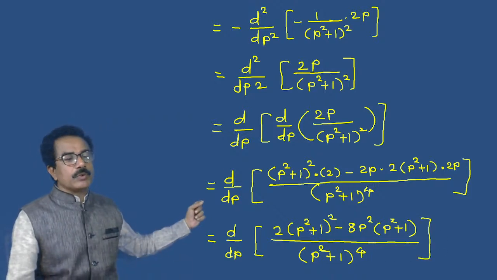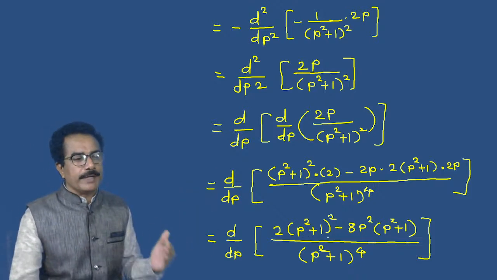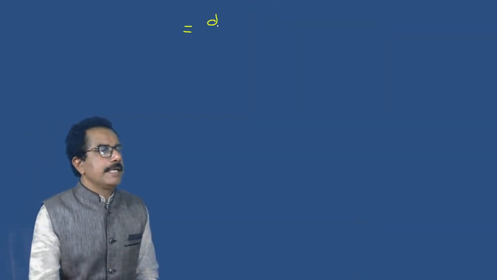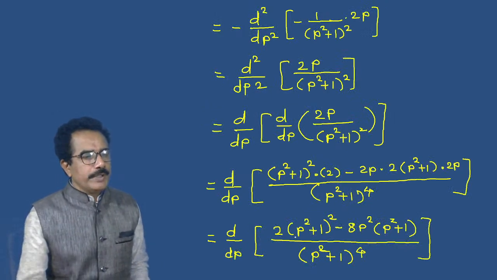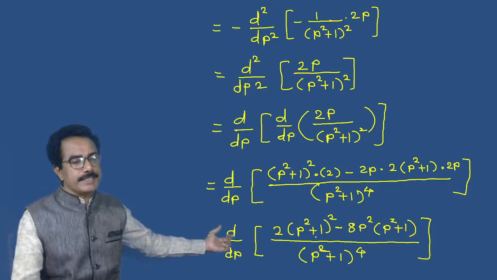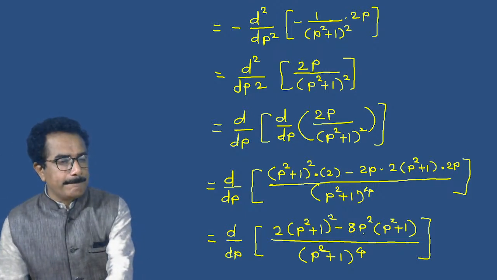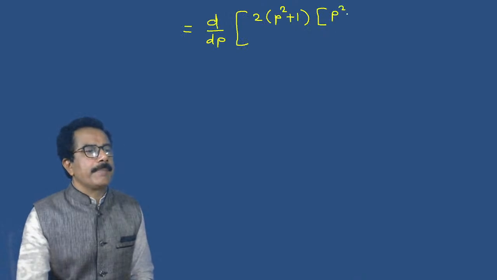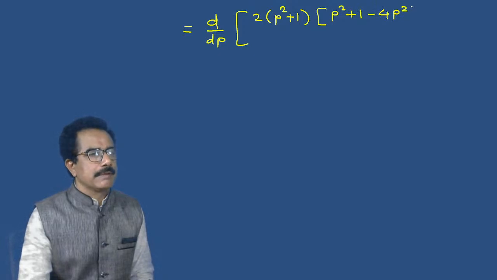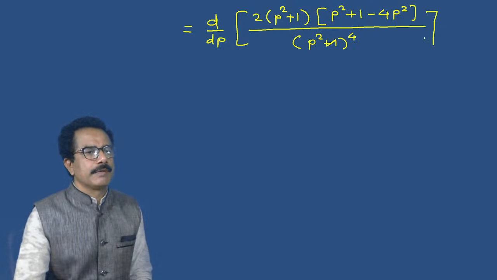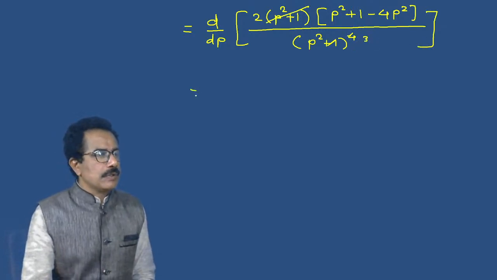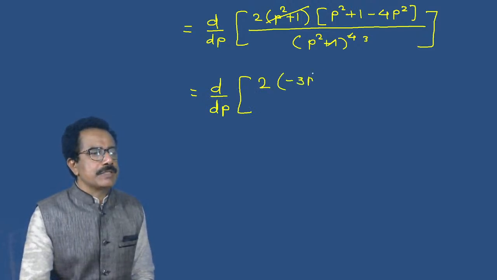Next, what do we have to do? Again, we have to take the common p square plus 1 from the numerator. 2p square plus 1, you can take as common. So d by dp of 2 into p square plus 1 is the common factor. Then the remaining term will be, in the first factor, p square plus 1 is the remaining term, in the second factor, 4p square, so 2 into p square plus 1 minus 4p square, divided by p square plus 1 bracket raised to 4. So this bracket and this cube will get cancelled. So d by dp of 2 into, what is that? Minus 3p square plus 1.